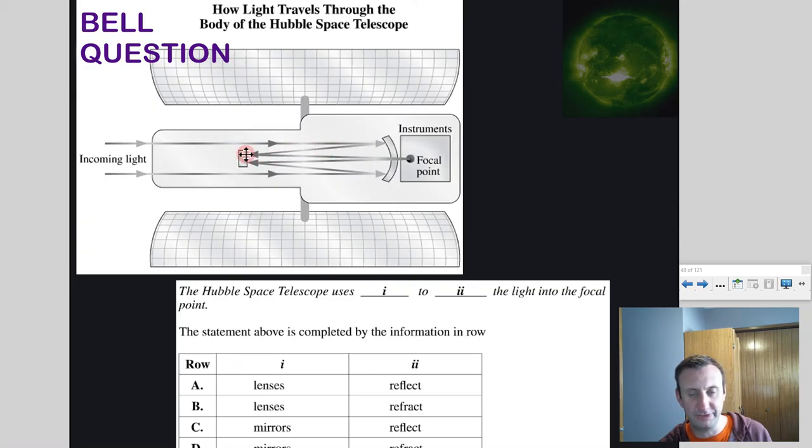It's reflecting off. You can tell because it's not going through these things, right? If we have refracting lenses, it's going through those lenses. This instead is reflecting off of it. So I have mirrors and reflect. The answer would be C.